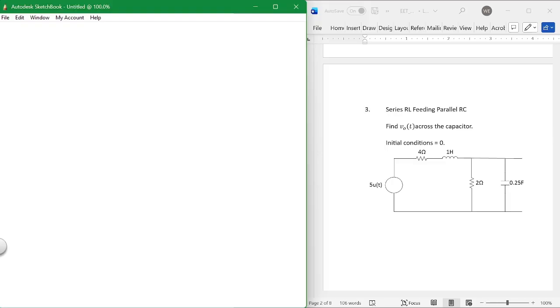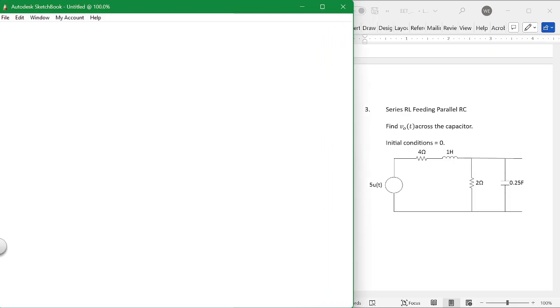So now we have to combine these two into one. So what's the best way to do that? If it's 3, you can't do R1, R2. But if it's 2, you can use the R1 R2 over R1 plus R2 rule. Okay? So it's 2 times what?